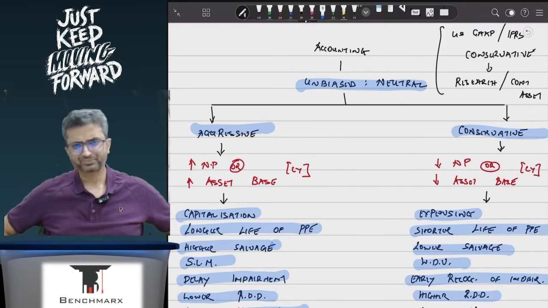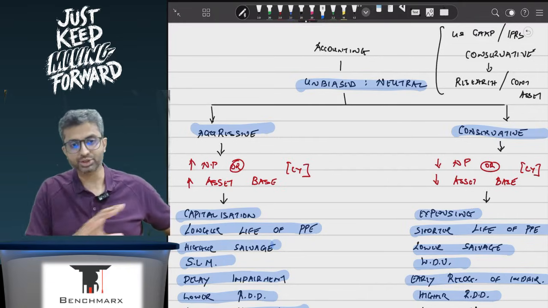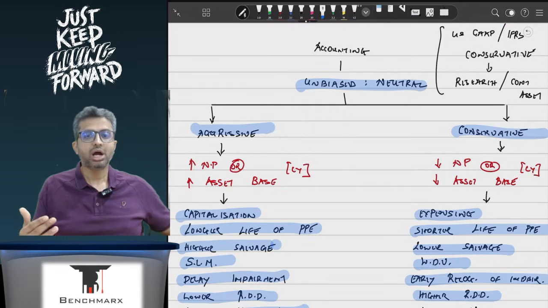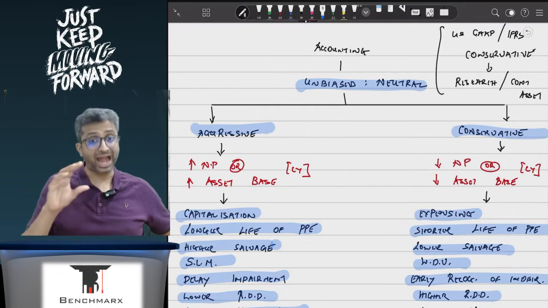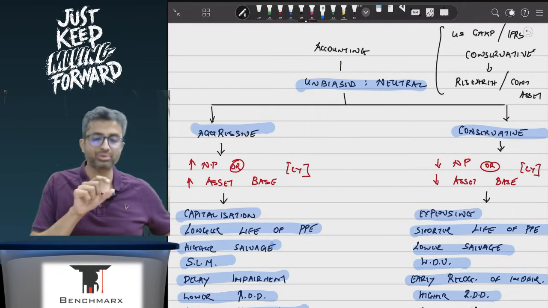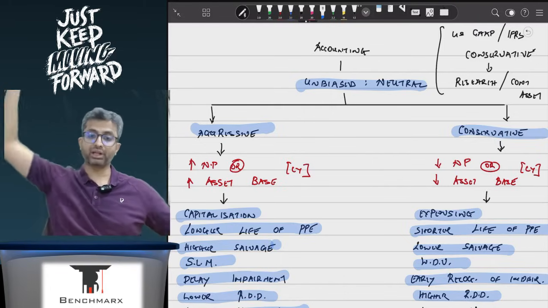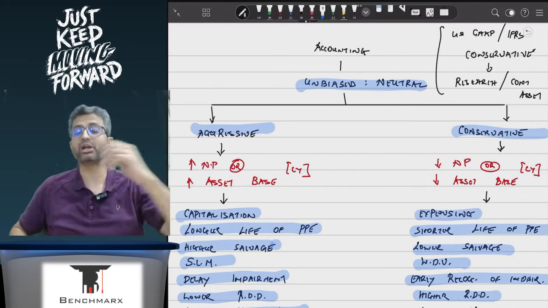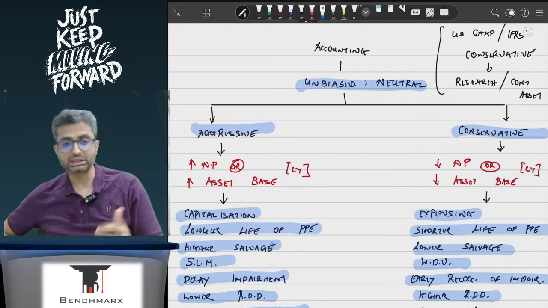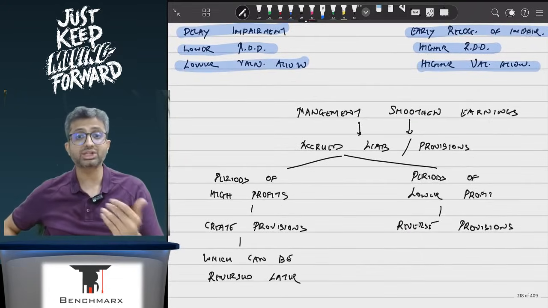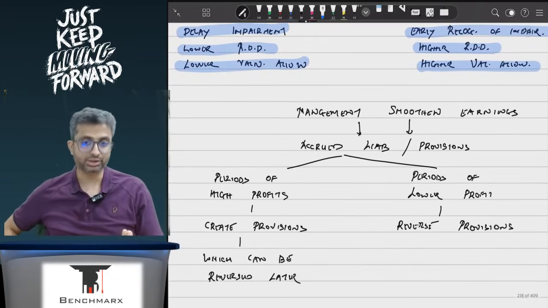One of the most common ways in which profits are managed in practice is in years where you have actually a higher profit. Now, management tries to smoothen earnings. They don't want to see 1 year where there's a lot of profit and then second year there's lesser profit, so people are questioning them. So management smoothens the earnings. And how does management smoothen the earnings? Management will create provisions.